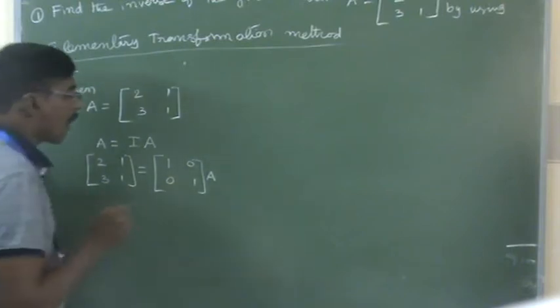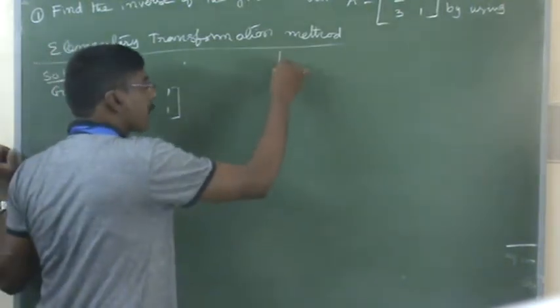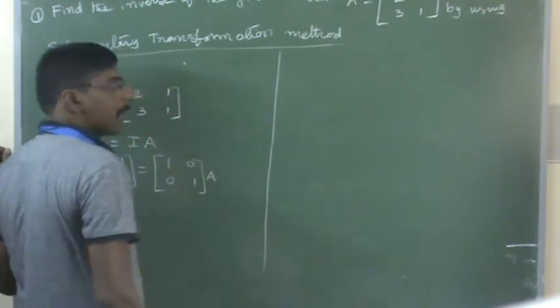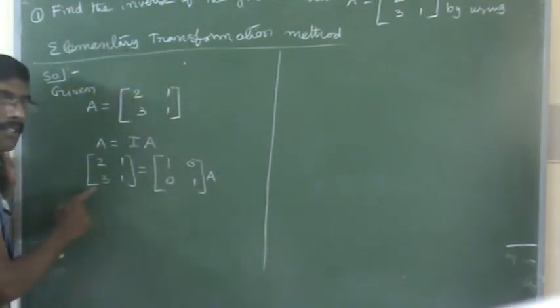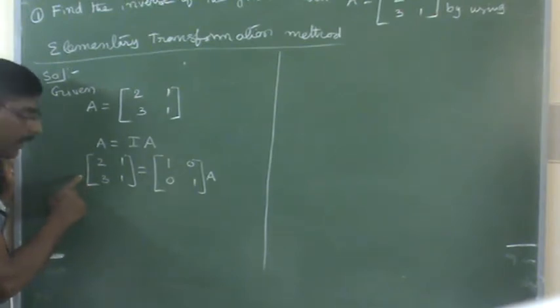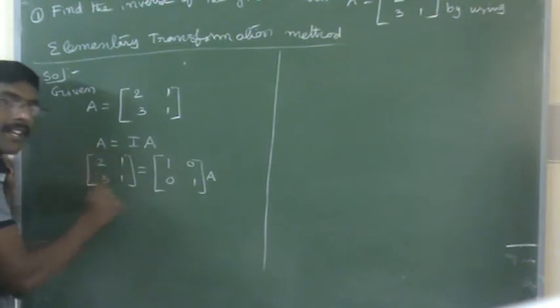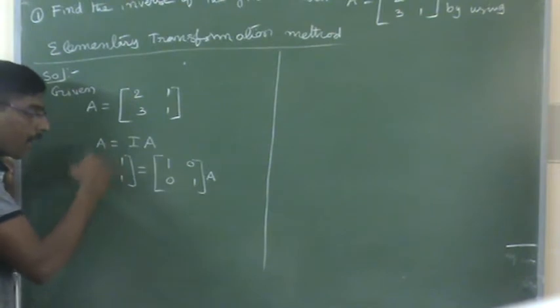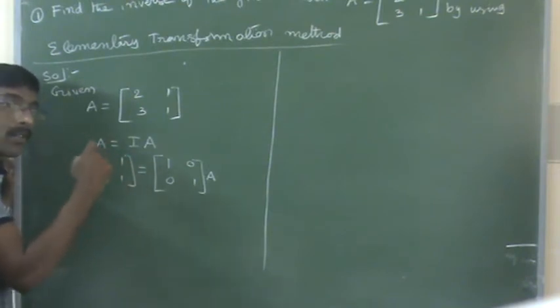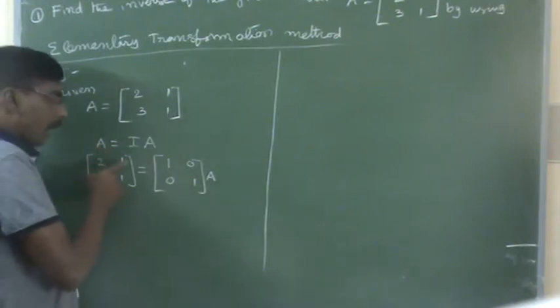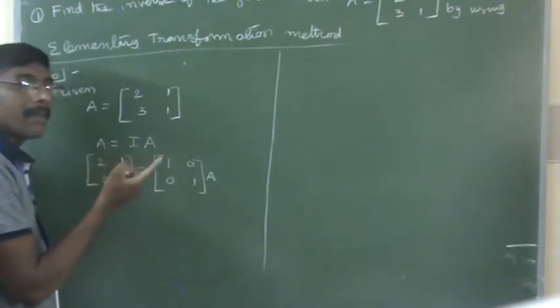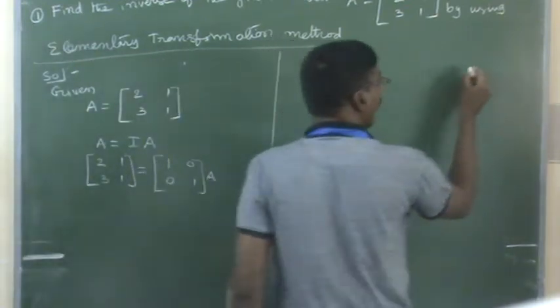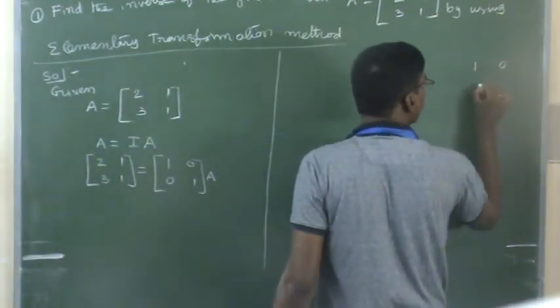Using row operations, how do we simplify this problem? Very, very important. What answer do we get by solving this problem? Our target should be the left hand side matrix. By using elementary transformation, we convert the left hand side matrix to [1, 0; 0, 1].